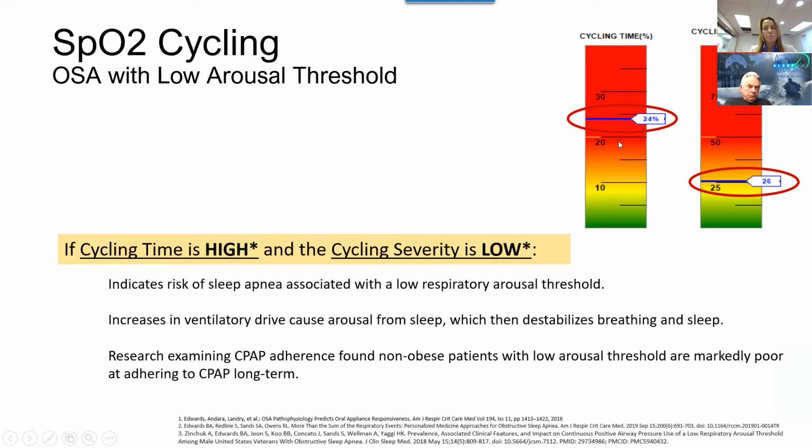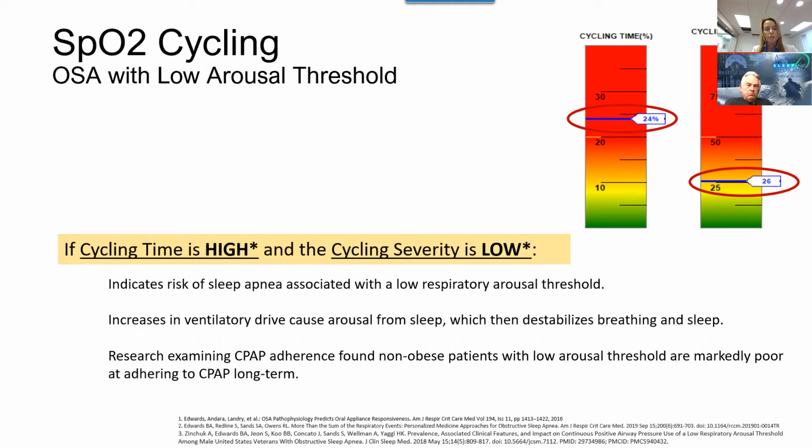A very simple tool that I use, a rule of thumb for high versus low, is there's a yellow tick mark on the cycling time and cycling severity index. Anything above that yellow tick mark is going to be pretty high or pretty severe. Anything below that is going to be in the mild to moderate range. So if the cycling time is high and the cycling severity is low, and the patient has a respiratory disturbance index of 5 or more, this is likely indicating risk of sleep apnea associated with low arousal threshold.